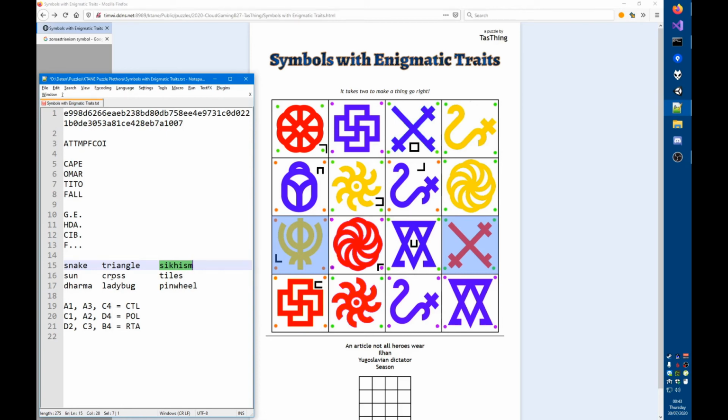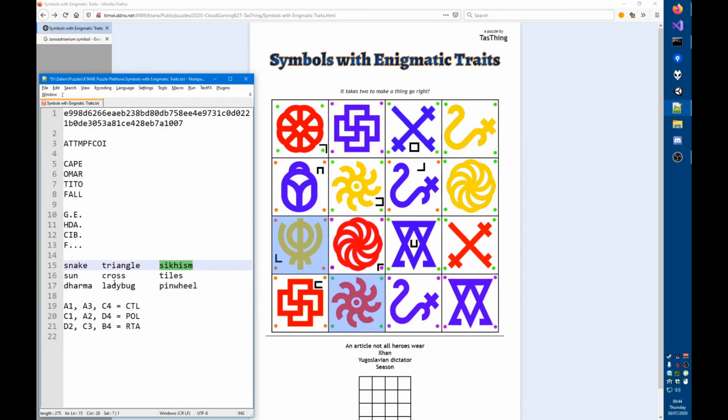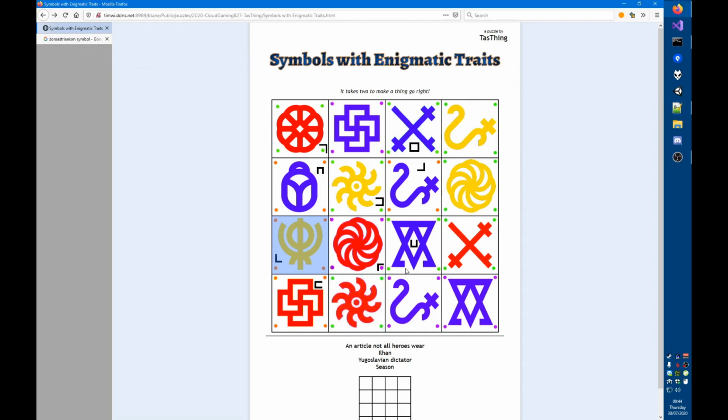We have Sikhism, cross, and it requires Dharma, which we don't have, at least not down here. This one would require a blue with orange dot. This requires a blue with purple dot. So I guess I can check this one quickly. That requires the Ladybug, so no, that's not a set, and obviously those are not a set. Next. Alright, the rest will hopefully go a bit quicker.